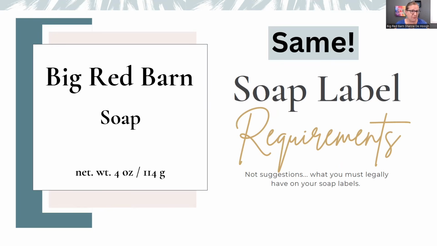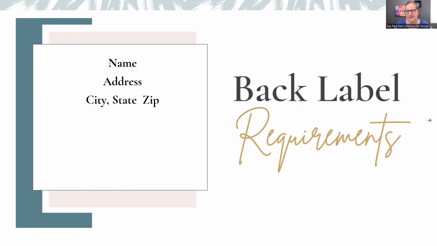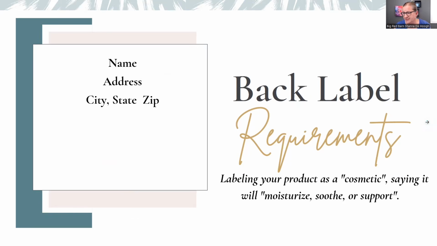Now, you can expand from that. You can call it goat milk soap. You could call it face soap, body soap, hand soap, foot soap, whatever you want to call it. But you do just have to make sure that it does have the word soap in there somewhere, and then the weight in ounces and grams. The back label has one addition to the back label for soap, and that is our ingredients list.